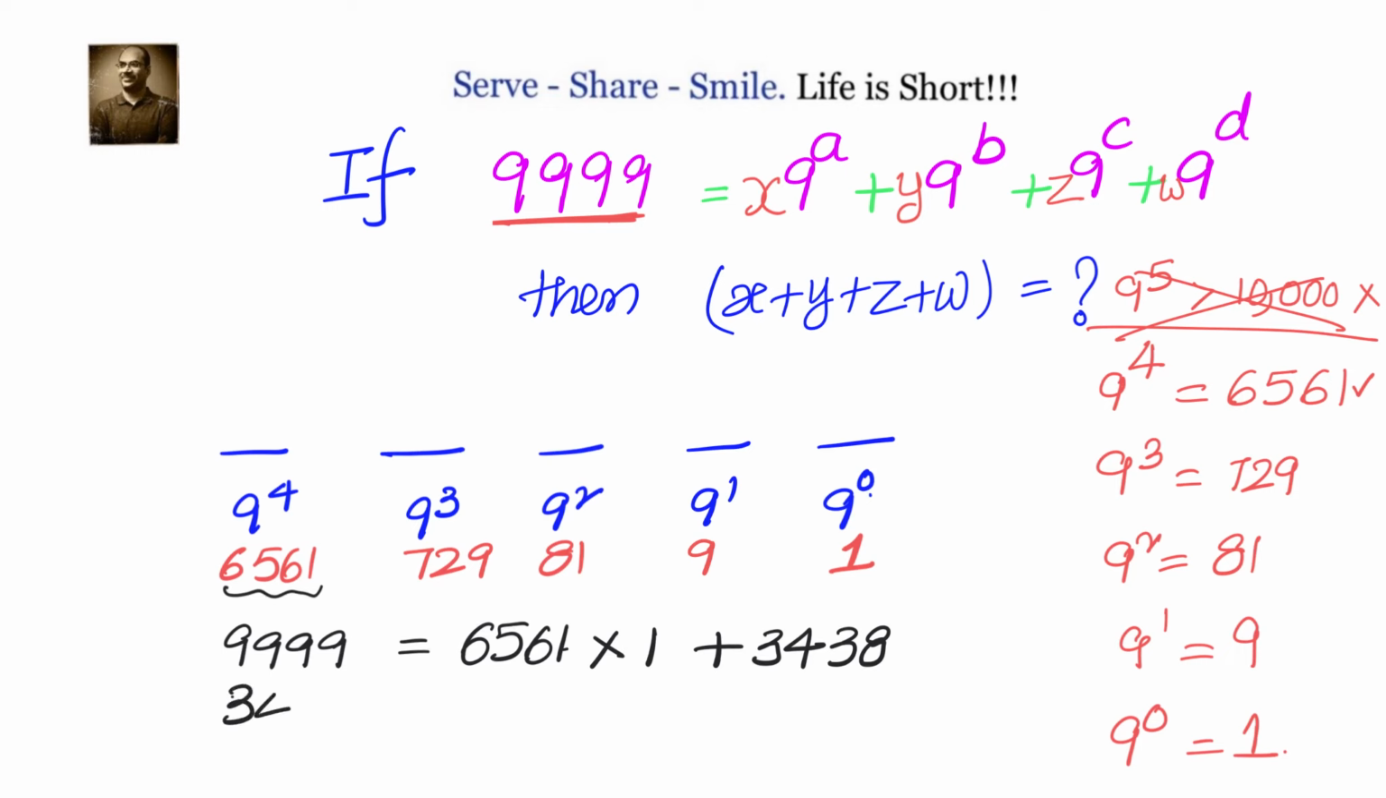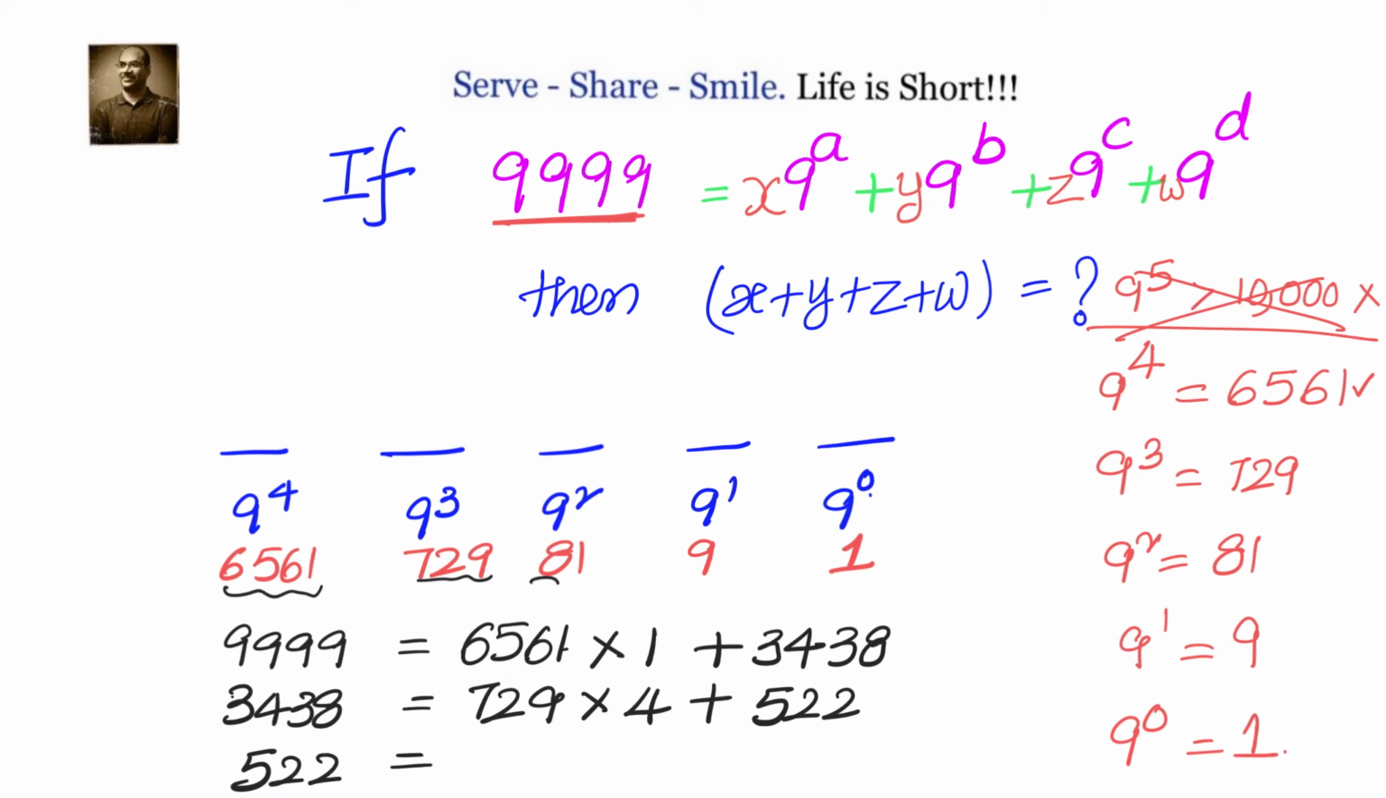Now we will take 3438 and try to write it in terms of 729, that is 9 cube. How many times will it go? 4 times it will go, because 4 times gives you 2916. 5 times will be 3645, which is more than 3438, and what is left out is 522.